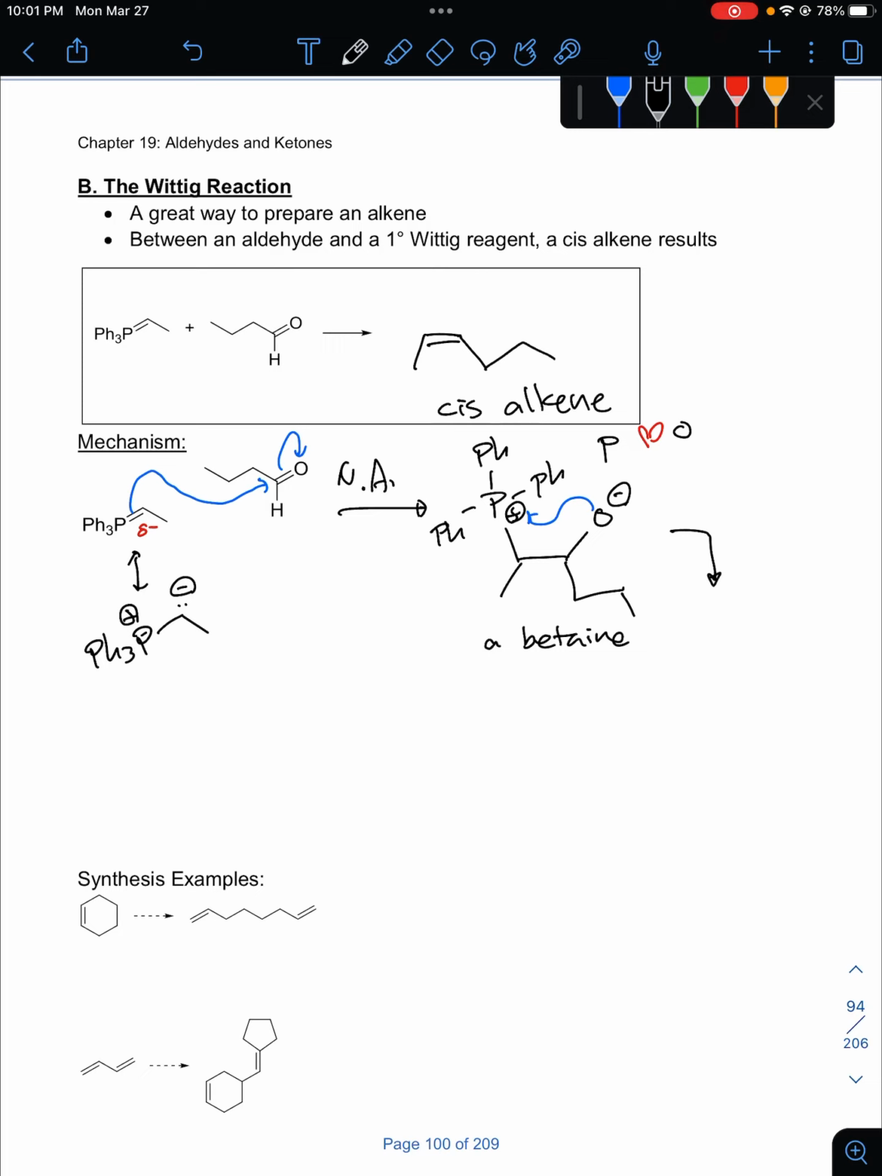So this happens, and then you end up with, this is kind of like one of those odd couples, okay? Once they're together, they look a little odd, because that's a four-membered ring. If you recall, the four-membered ring that looks like this with an ether is called oxetane. Likewise, this intermediate that is a four-membered ring that has an oxygen and a phosphorus in it is called an oxaphosphetane.